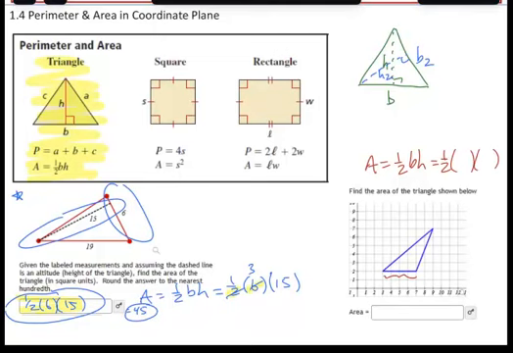Yeah, you can just count this over, right? So from 3 to 7, we're going 1, 2, 3, 4 units over. And then the height, just count the height. So from this base to the opposite vertex, if you extend this out a little bit, you can count 1, 2, 3, 4, 5. So there's your measurements.